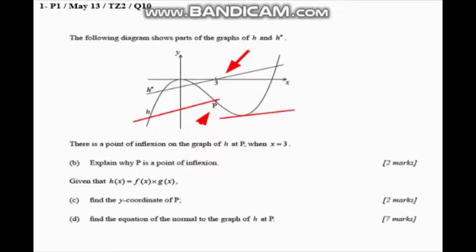we are required to find the y-coordinate of P, and the y-coordinate of P is given by h of 3, because P lies on the graph of h. Hence, the y-coordinate of P equals h of 3, the value of h of x when x equals 3. h of 3 is found using this equation. But instead of x, I'm going to put here a 3 and here a 3. So I need to find f of 3 times g of 3. And I shall refer to the table in order to do that.